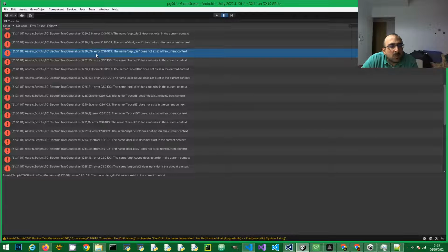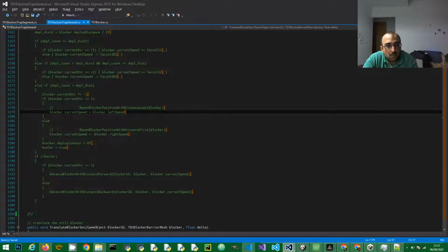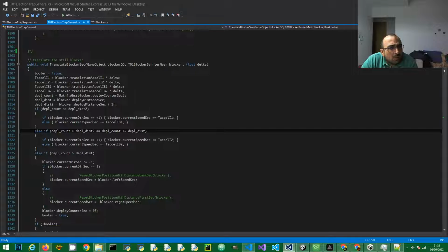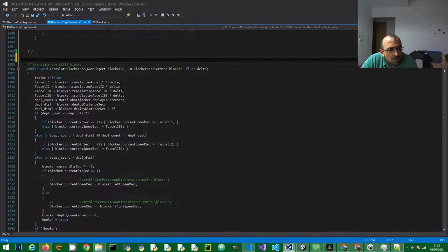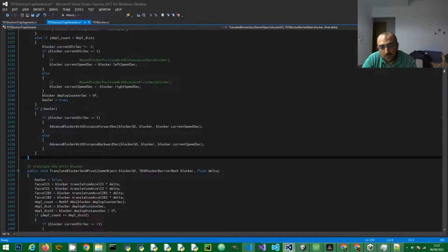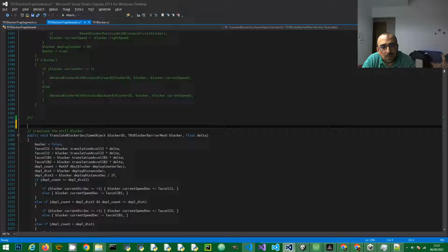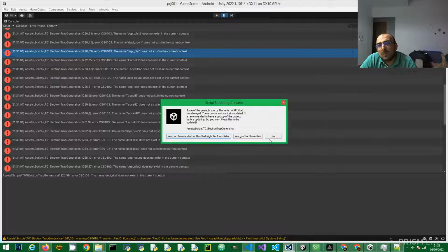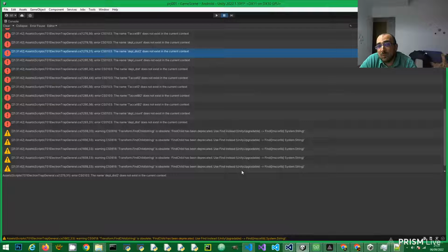Deploy distance 1, 2, 2, 1. Good. We comment this out also. I don't remember why I have two types of functions. It's a mess in this code. It's pretty messy. Trial and error. This is what you have to do when you have to port Java to C#, and there's lots of code. You don't want to start from zero.